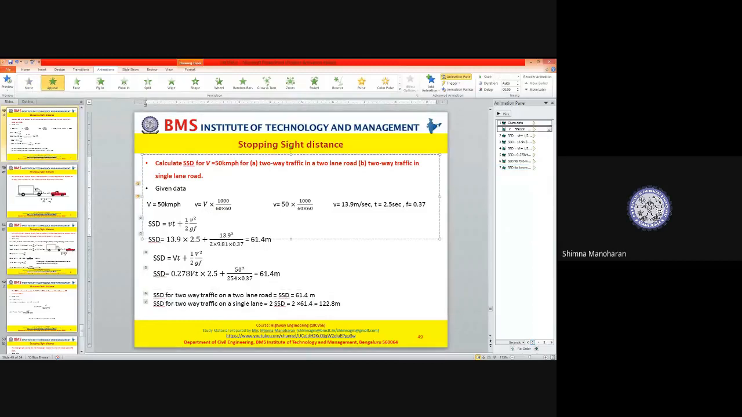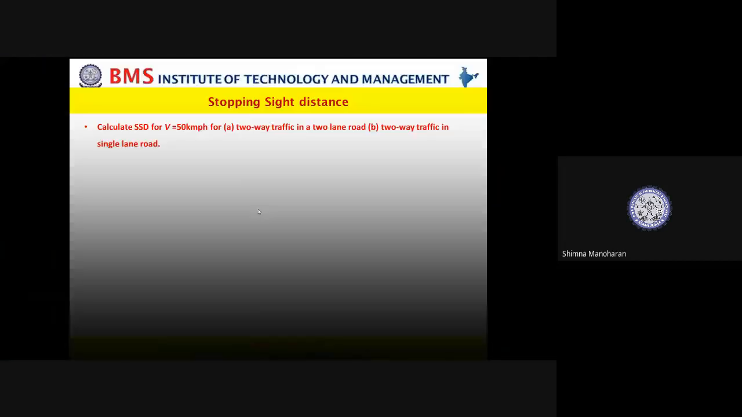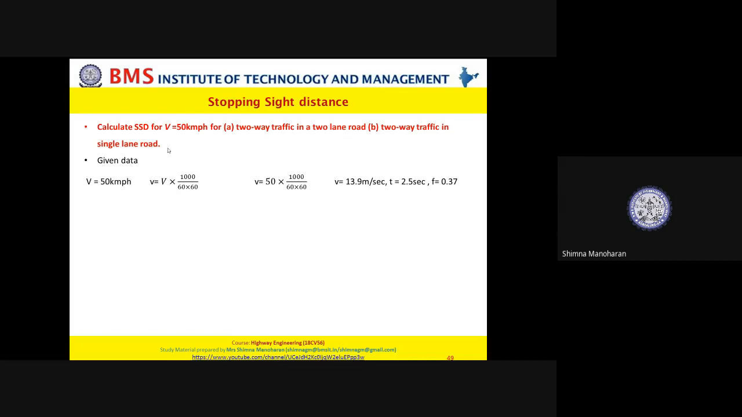Okay, so here the data that is given is V equals 50 kmph. Since the velocity is given in kilometer per hour, you have to convert it into meter per second. How will you convert? Capital V into 1000 divided by 60 into 60. So you get V as 13.9 meter per second.